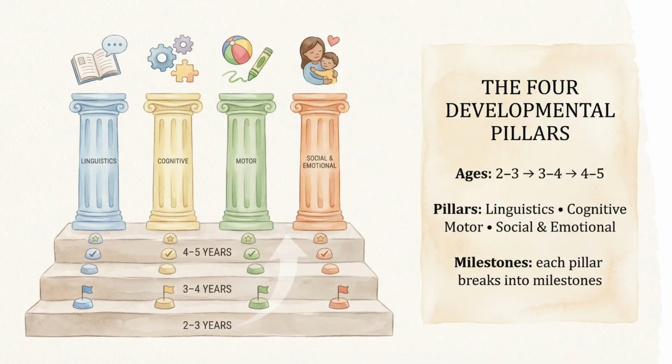Within each age band, we cover 4 main developmental pillars: linguistics, how children understand and use language; cognitive, how they think, learn, and solve problems; motor, how their bodies move and coordinate, with both big movements and fine hand control; and lastly, social emotional, how they relate, cope, connect, and manage feelings over time. These pillars will help you understand what kind of development we're focusing on.